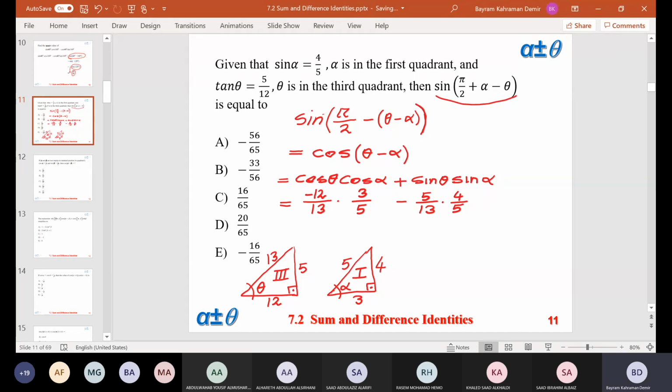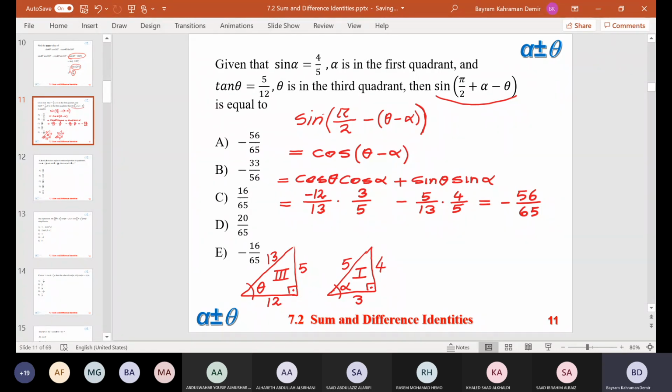Do you guys need my help, or do you think you can do it, Shabab? Result is negative 56 over 65. I'm sure you don't need help for these basic calculations, Math 001. That is the answer, negative 56 over 65. Tell me if there is any step confusing you, everybody. Is it clear?